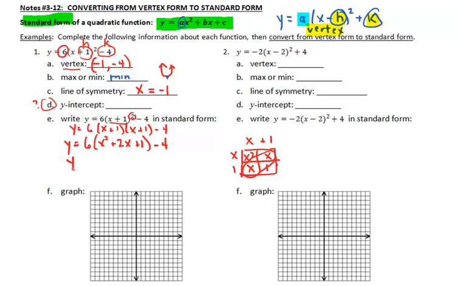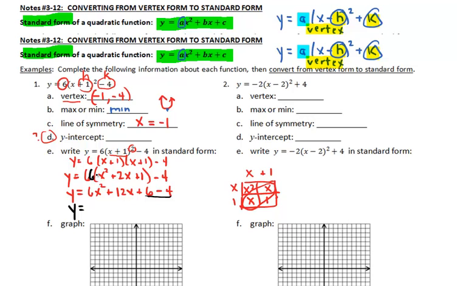So that gives me y equals 6 times x squared is 6x squared. 6 times 2x is 12x. And 6 times 1 is 6. And then I have my minus 4. So the last step is to combine those like terms. The 6 minus 4.